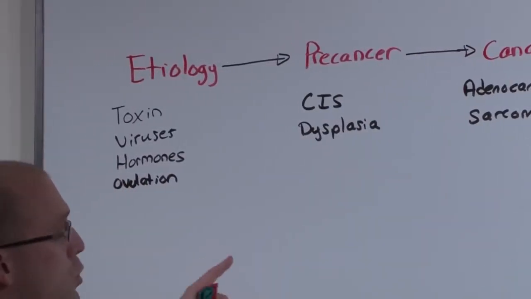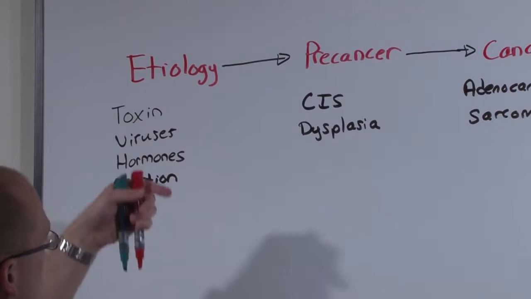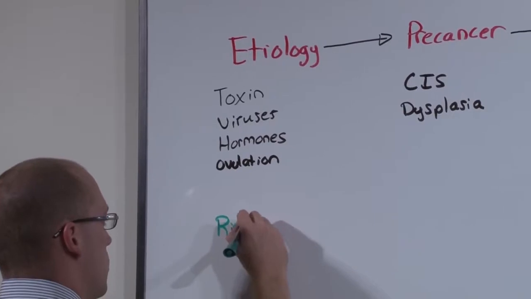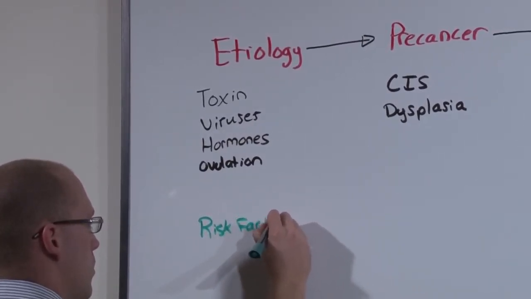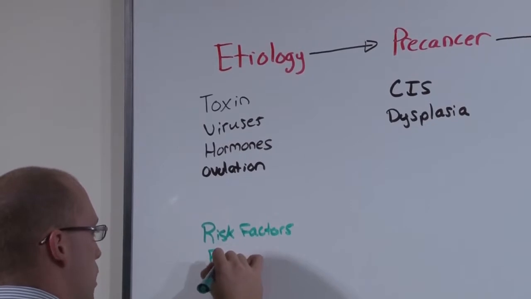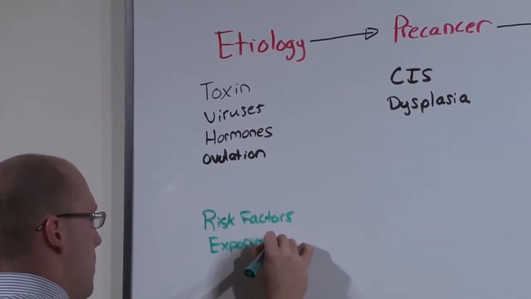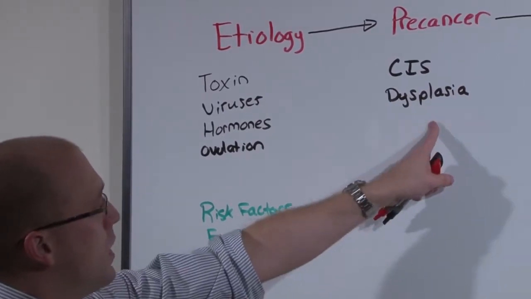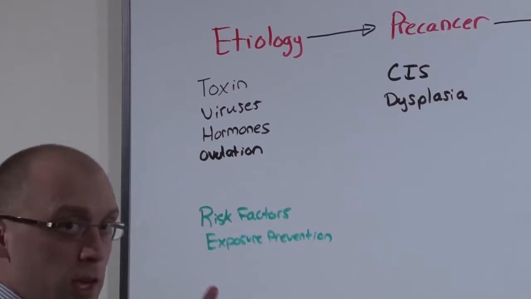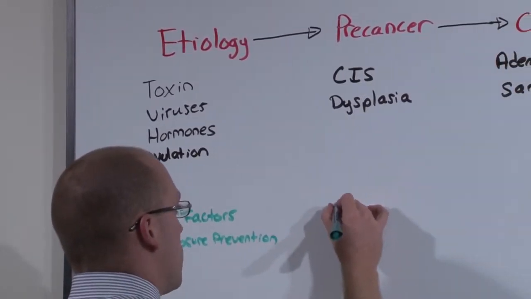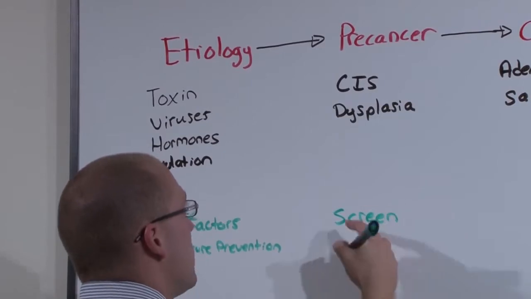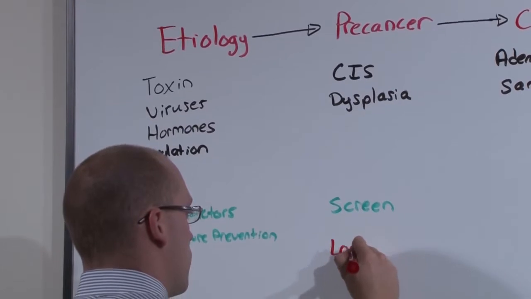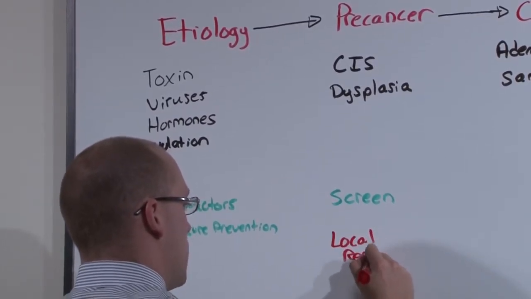And the goal of each stage changes as well. For etiology, what you want to be able to do is identify risk factors and prevent exposure. During the precancer phase, they've already been exposed, but now if you have the opportunity, you want to screen. Because if you find disease at the precancer phase, a local resection is curative. Nothing radical needs to be done.